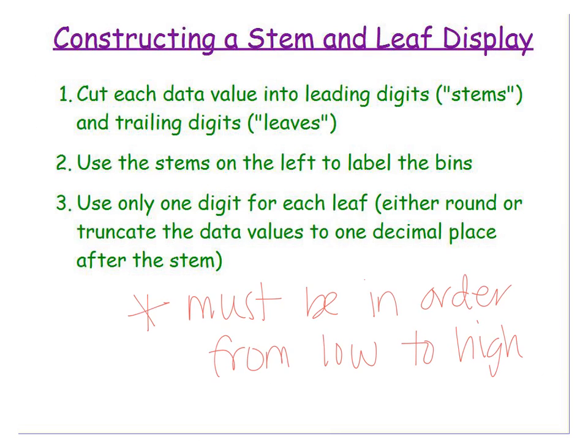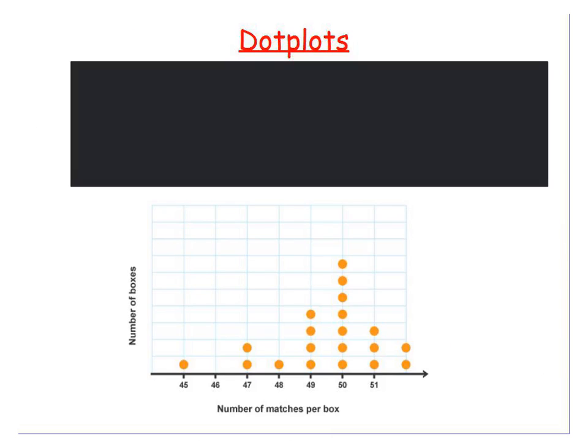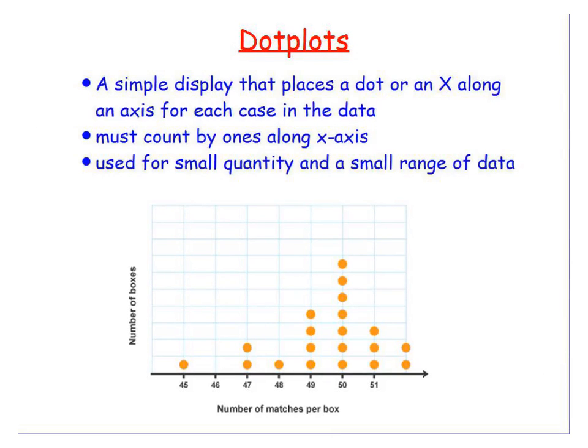Now let's look at another one that should be familiar to you. These are called a dot plot. These are the easiest ones in my opinion to make. These are the simplest display. And all you have to do is place a dot or an X along an axis for each case in the data. You must count by ones along your x-axis.